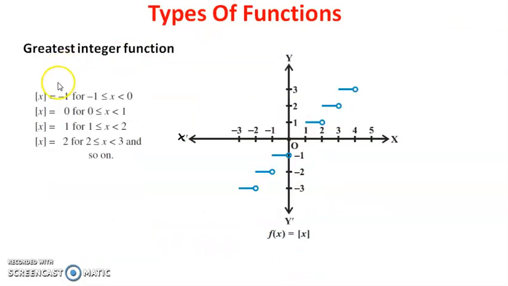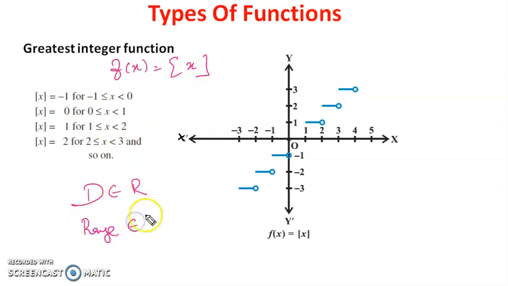And then greatest integer function. So what is the greatest integer function? It is denoted as f of x is equal to box bracket of x. This is the greatest integer function, where the domain belongs to real numbers, whereas the range belongs to all the integers, because that is what the greatest integer function does.